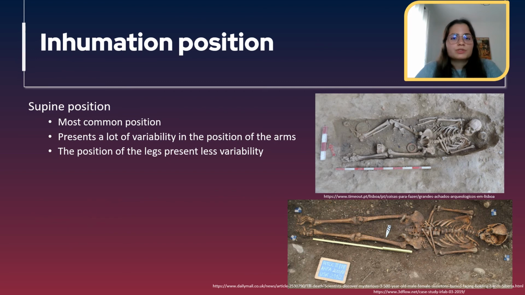Finally, in this class, we will talk about inhumation position. This is an important characteristic of a burial because it's often related to religion, social status, or culture. But again, we will talk more about this next week when we talk about cultural heritage. Human remains can be found in a supine position, which is the most common. In this case, there is a lot of variability in the position of the arms and less variability in the position of the legs. As you can see in both these images, both skeletons are in a supine position but have variations in the position of the arms and legs.